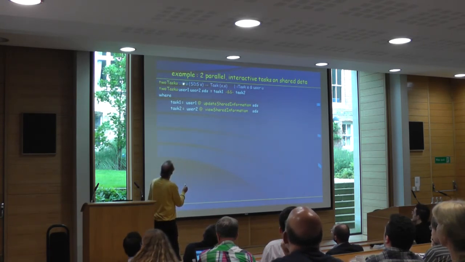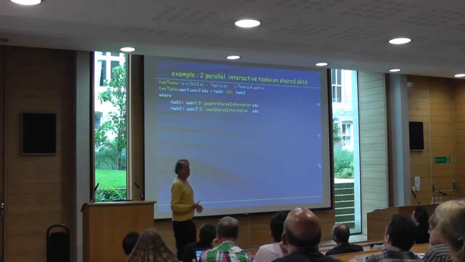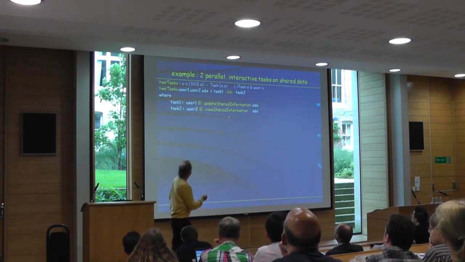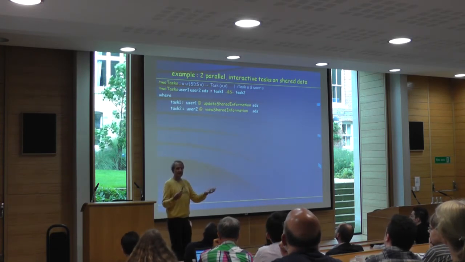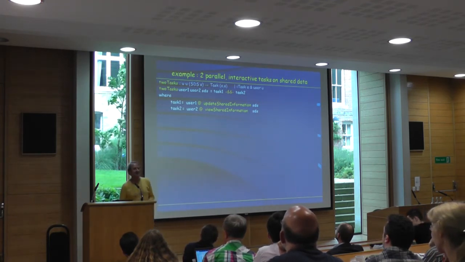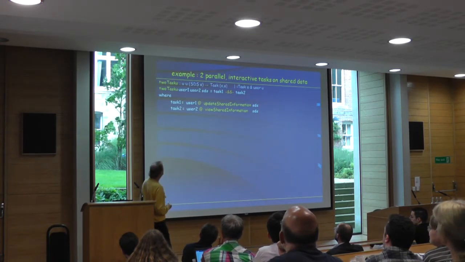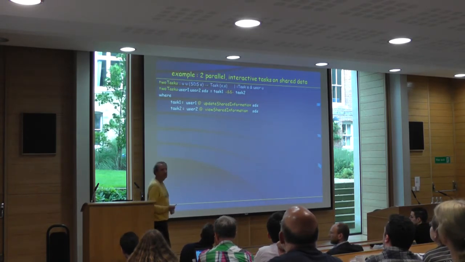The type here says, well, you get two parameters, two users, and a shared data thing, and you get back a task across the two results, because you have two people working in parallel on them. So probably the results in this setting are the same, because one is updating it and one is viewing it, and hopefully it's the same. But in general, with an end, it doesn't have to be the case.